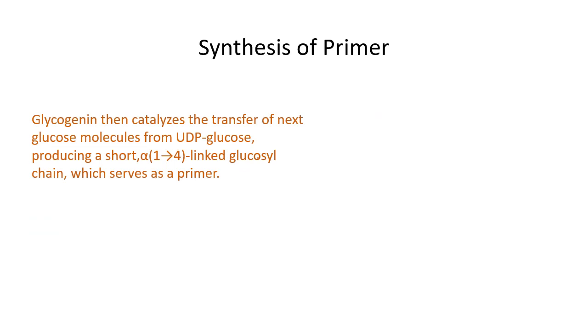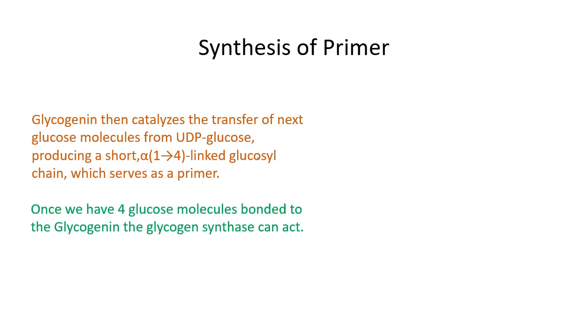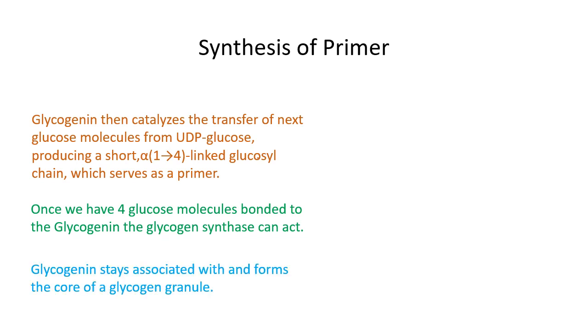Glycogenin then catalyzes the transfer of the next glucose molecules from UDP-glucose, producing a short alpha-1,4 linked glucosyl chain, which serves as a primer. So once we have 4 glucose molecules bonded together, the glycogen synthase enzyme can act. And here we have to know that glycogenin stays associated with, and forms the core of, a glycogen granule.